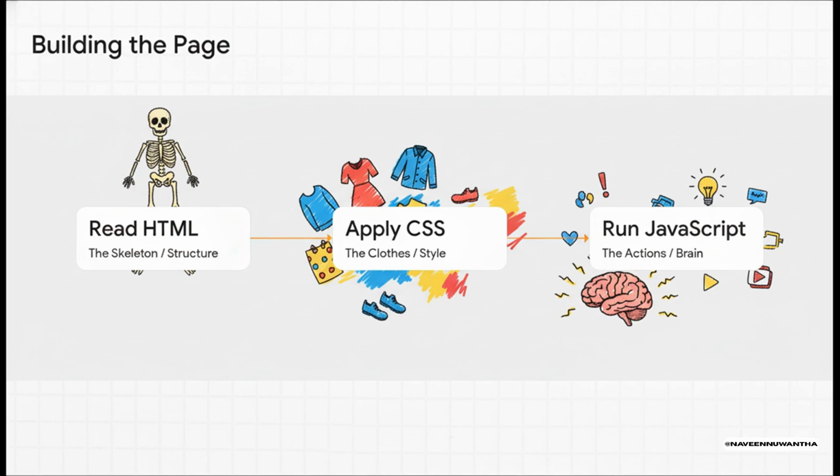Well, think of it like building a person. First, the browser reads the HTML. That's like the skeleton. It provides the basic structure of the page. Then, it applies the CSS. That's like the clothes and the style, all the colors, the fonts, the layout. And finally, it runs the JavaScript. That's the brain. It controls all the actions and interactive bits, like animations or pop-ups.